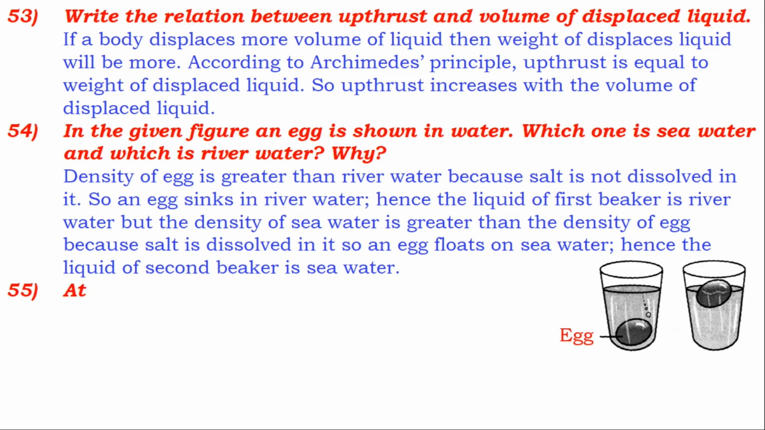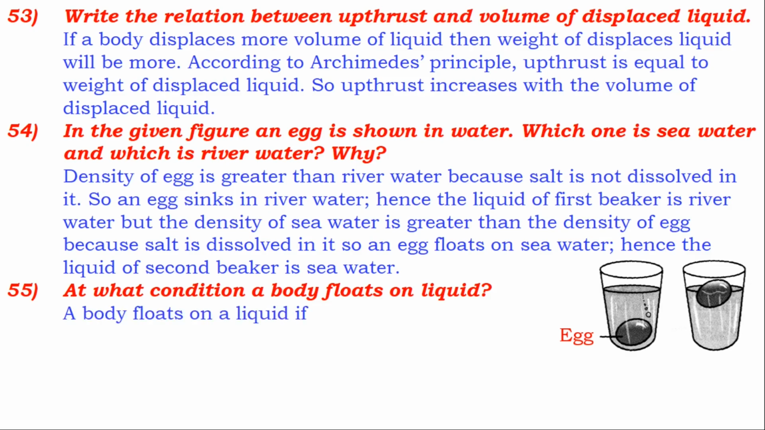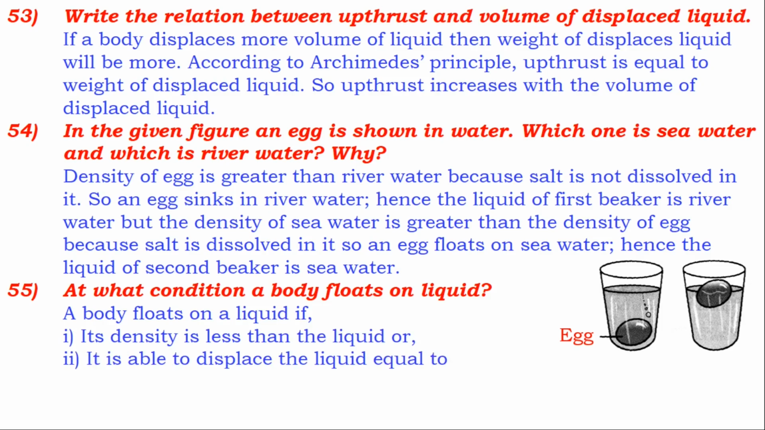Okay, let's go to another. At what condition a body floats on liquid? There are two major conditions. One, if density of liquid is more than the body, then it floats. Another is if the body is able to displace more liquid. I mean to say, if a body is able to displace the liquid equal to its own weight, and then it floats. That's why we can write a body floats on a liquid if its density is less than the liquid, or it is able to displace the liquid equal to its own weight.